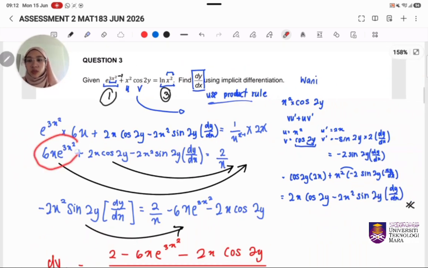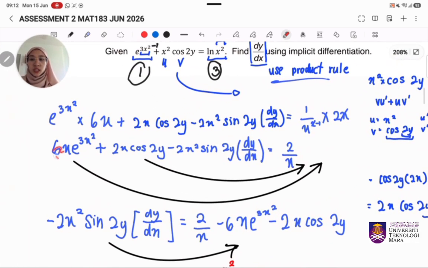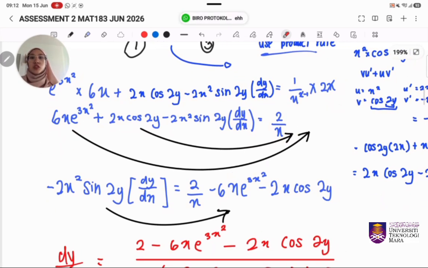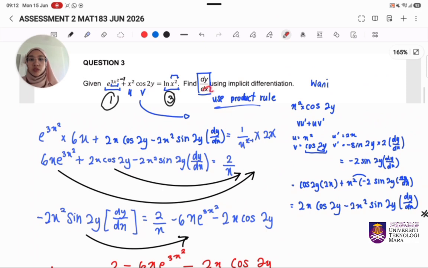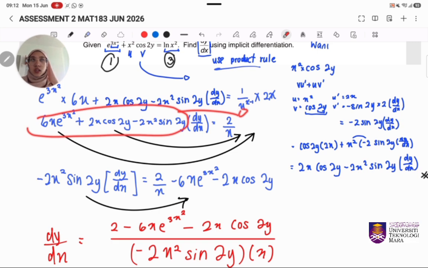So we have the first equation, second equation, and third equation. Now we just arrange like this formula, like the question given. So this is the final arrangement after we differentiate all the equations given. Next, the question says that we need to find dy over dx. So it's just one dy dx on the left side, and the others we can put into the right side.